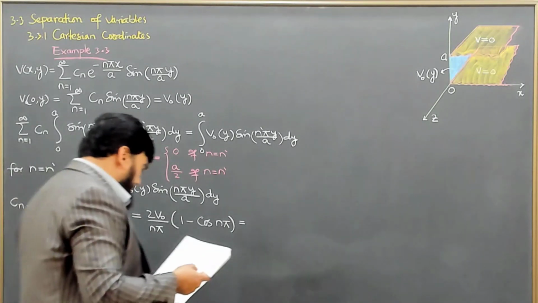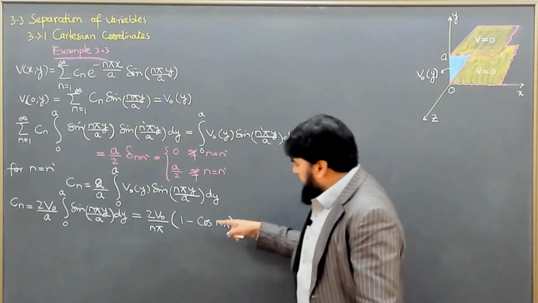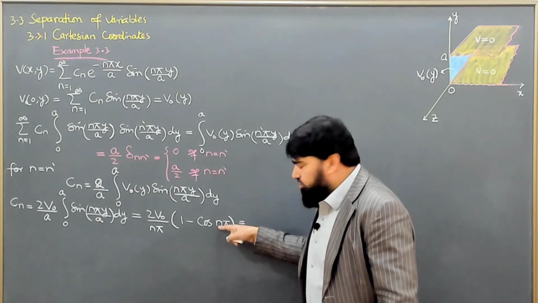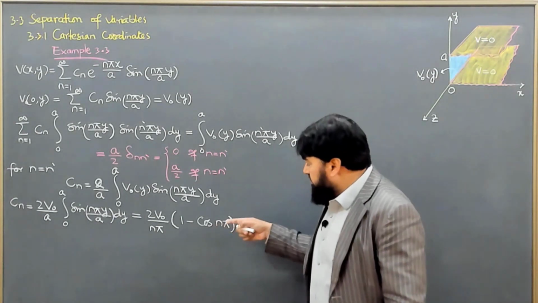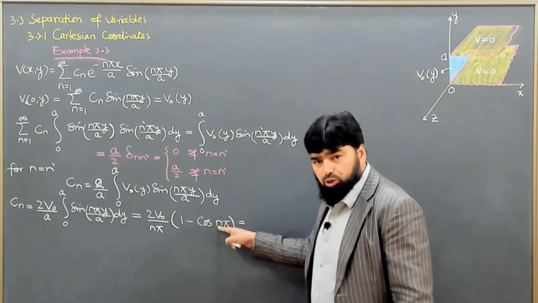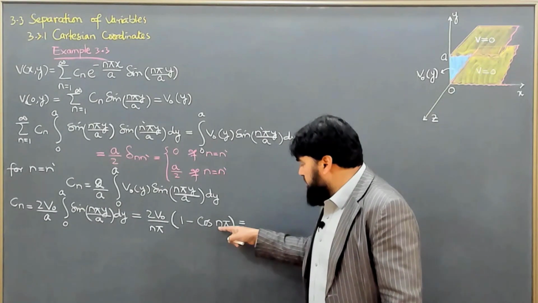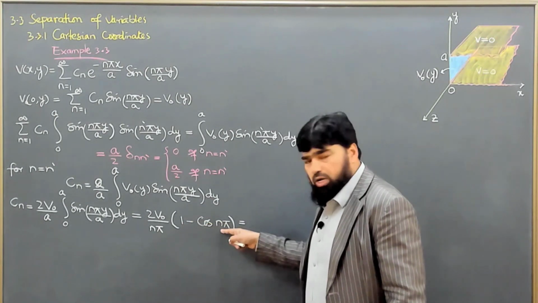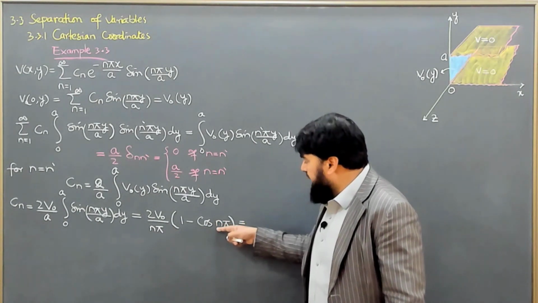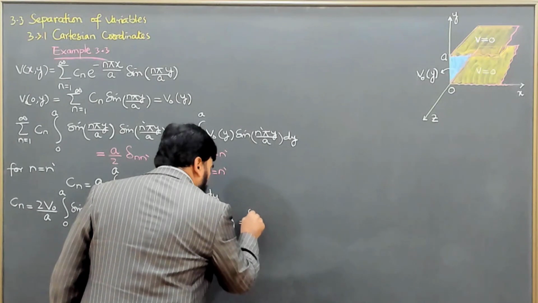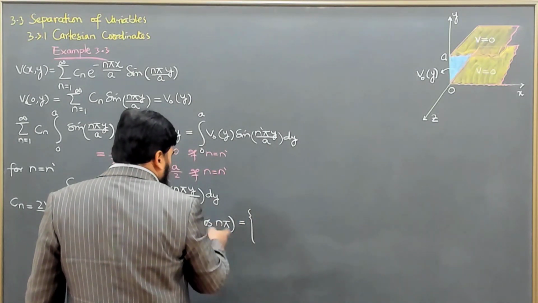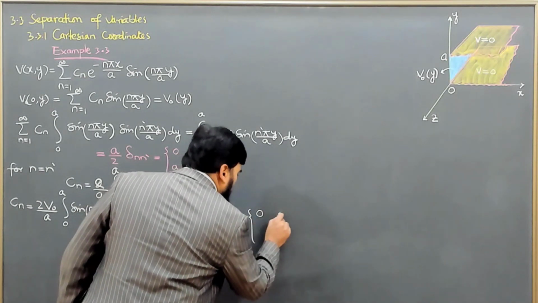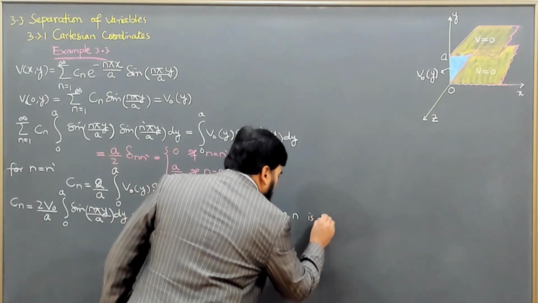If n is even, what will happen, and when n is odd, what will happen? Because we know that n is an integer, and earlier we derived that n is equal to 1, 2, 3. Now if it is even, like 2, 4 and so on, cos 2 pi is equal to 1, cos 4 pi is equal to 1. So it will be 1 minus 1, which is 0, and we get 2v naught over n pi multiplied by 0, and this is equal to 0 if n is even.